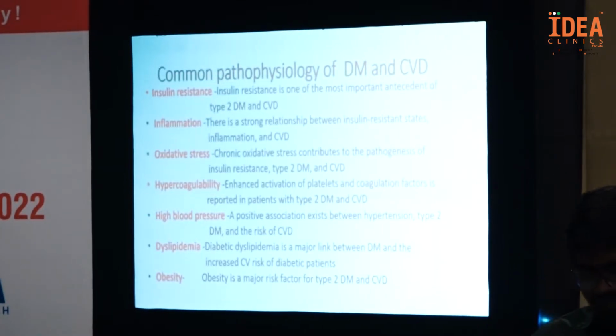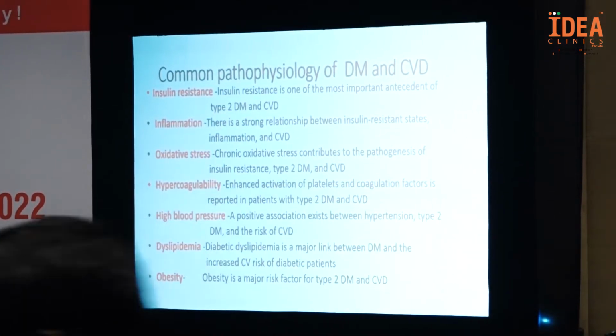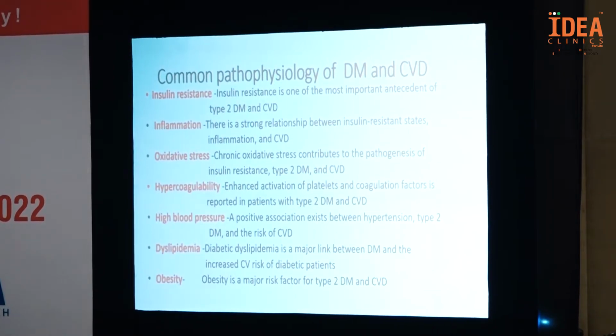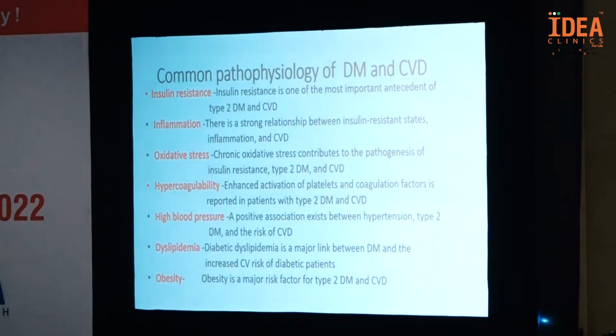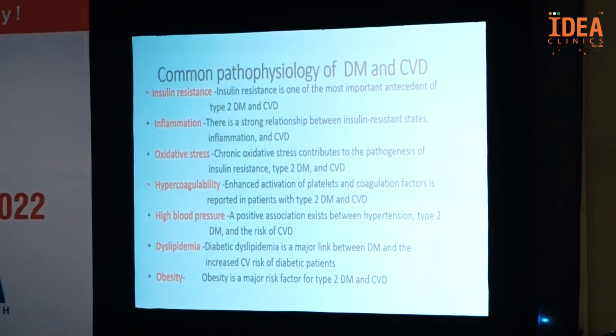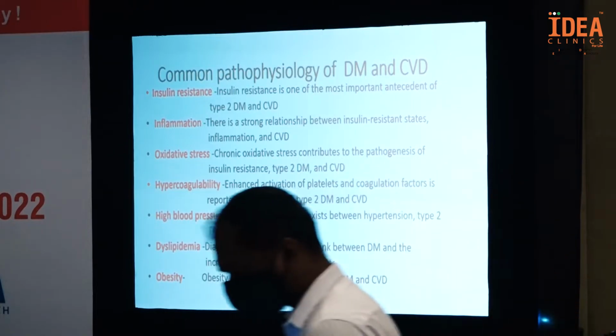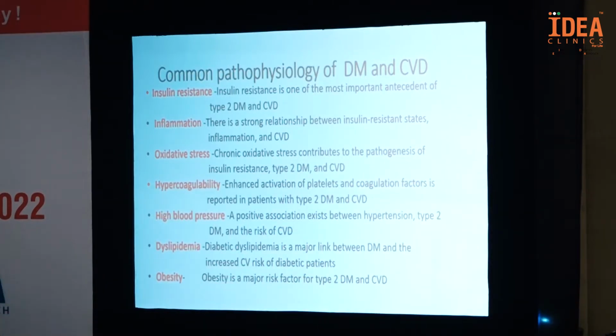So what is the pathophysiology of this? You all know that diabetes is an insulin resistant state, and even the cardiovascular risk factors increase with insulin resistance. The other important factor for development of cardiovascular disease is inflammation, diffuse inflammation in the vasculature, whether it may be cerebrovascular, cardiovascular or peripheral vascular, that is diffuse inflammation. And the oxidative stress and hypercoagulability.